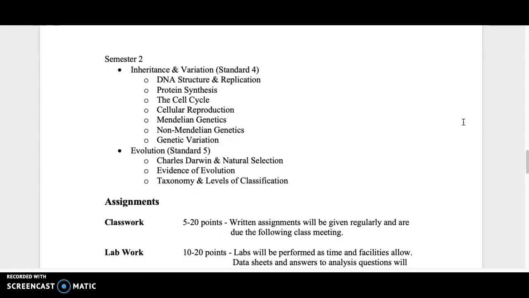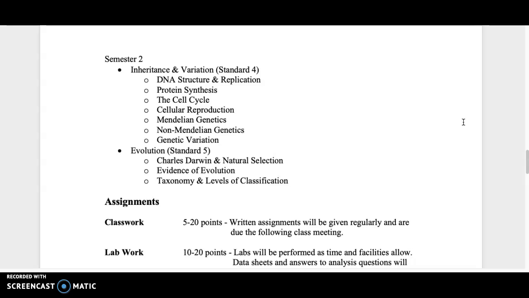Semester 2, as I said, we'll cover standards 4 and 5. In standard 4, we'll get into DNA structure, replication, protein synthesis, the cell cycle. We'll talk about how cells reproduce through mitosis and meiosis. Then we'll get into genetics, both Mendelian and non-Mendelian, and then we'll talk about genetic variation.